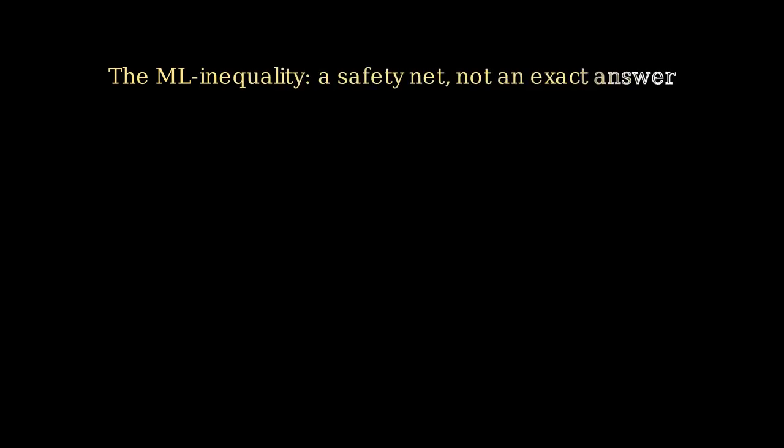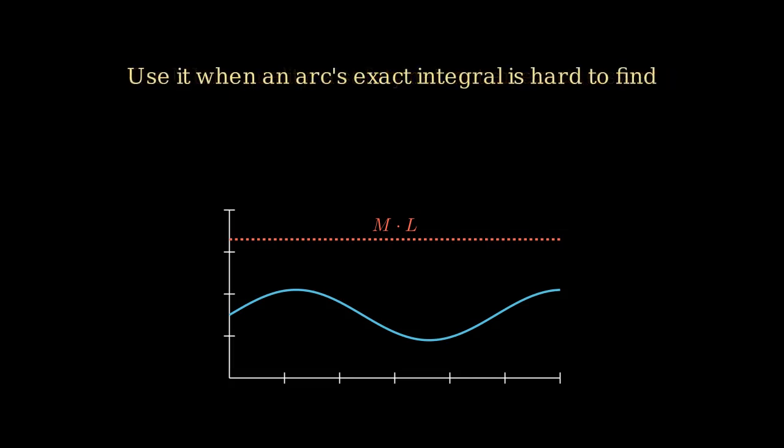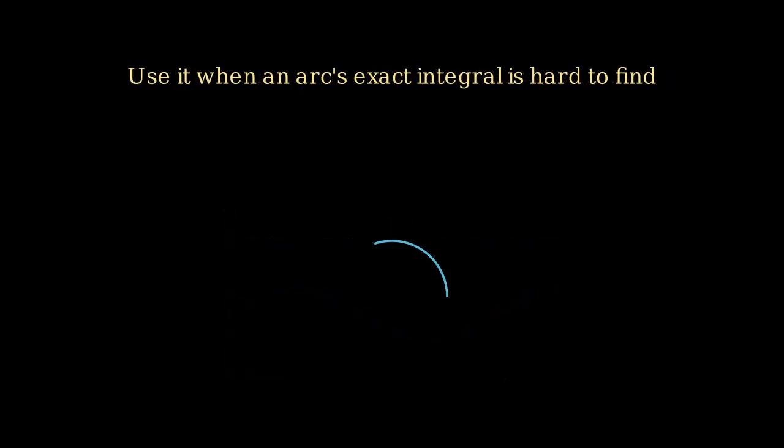The ML inequality is a blunt but powerful safety net. It doesn't calculate an integral exactly, it just proves the integral can't be bigger than some ceiling value. Pattern to recognize: whenever an integral's exact value is hard to pin down directly, especially arcs that are shrinking to zero as a radius grows, reach for the ML inequality instead of trying to integrate directly.